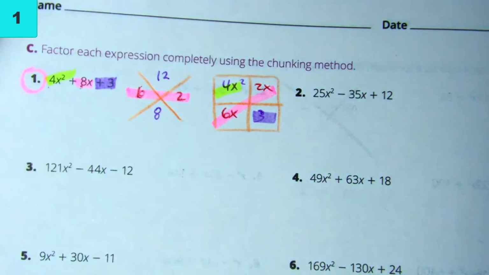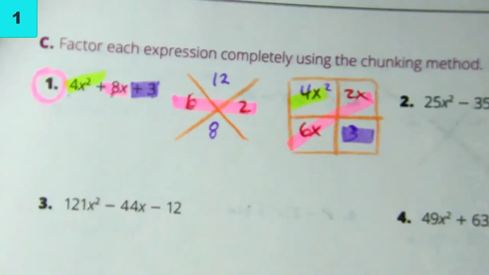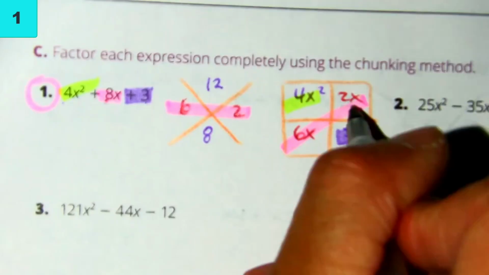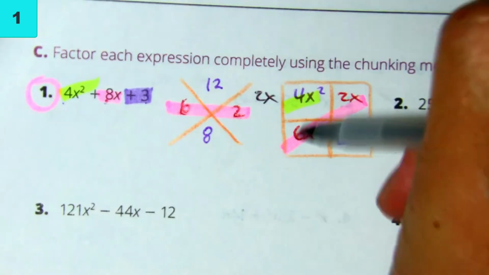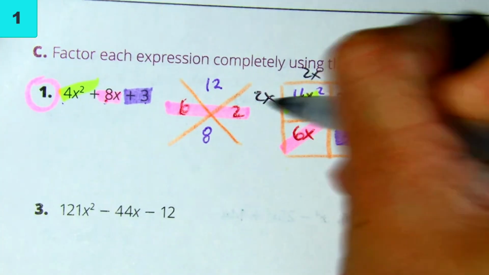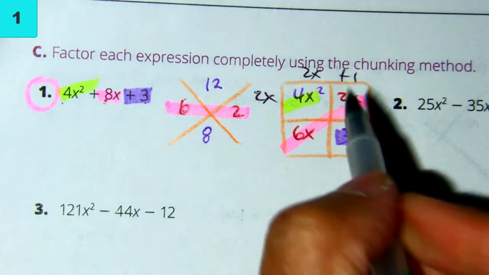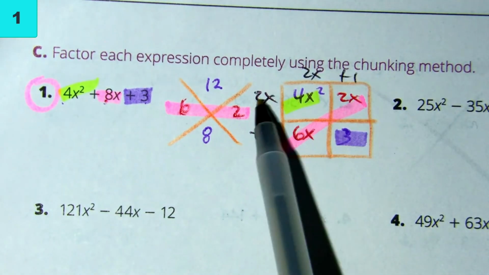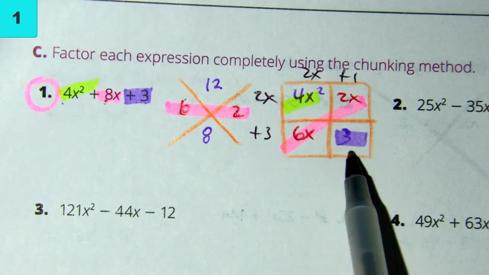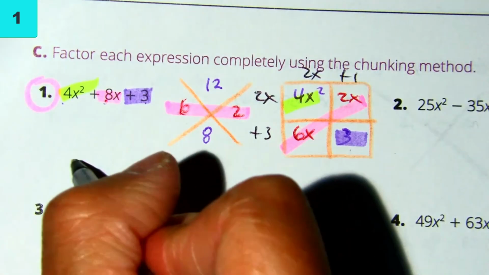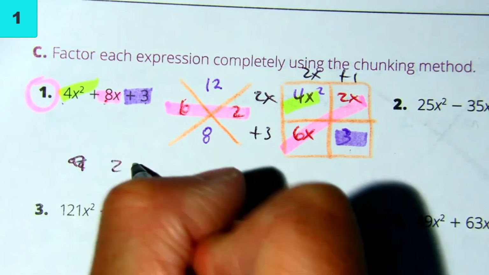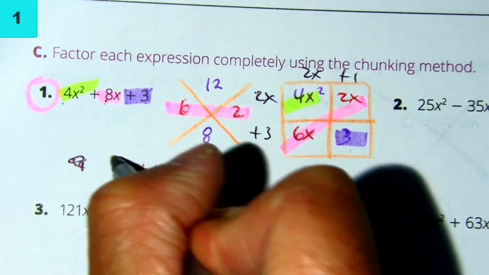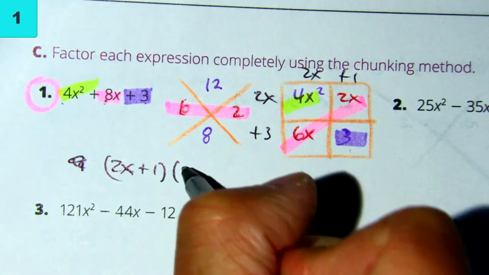And then now I can just take out the greatest common factor. This one will be 2x plus 1 plus 3, and then I can double check by multiplying. 4x squared, 2x, 6x, and 3. My answer is going to be 2x plus 1 and 2x plus 3.